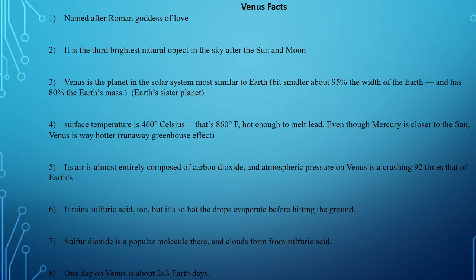Even though Mercury is closer to the Sun, Venus is way hotter, runaway greenhouse effect. Its air is almost entirely composed of carbon dioxide, and atmospheric pressure on Venus is a crushing 92 times that of Earth's. It rains sulfuric acid, too, but it's so hot the drops evaporate before hitting the ground. Sulfur dioxide is a popular molecule there, and clouds form from sulfuric acid. One day on Venus is about 243 Earth days.